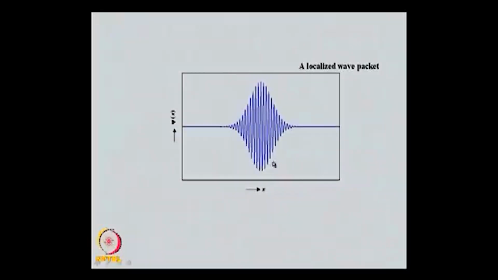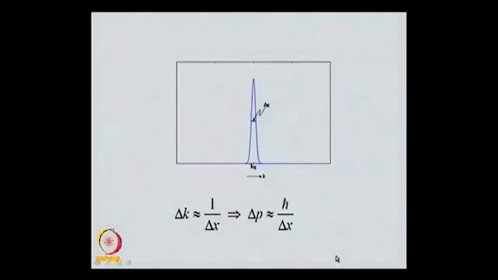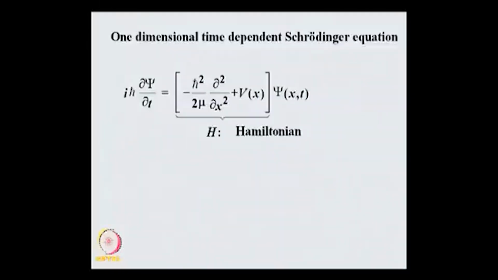So, if I have a localized wave packet psi of x which is of the order of delta x, then its corresponding momentum spread will be of the order of h cross by delta x. So, the uncertainty principle is contained in the solution of the wave equation.